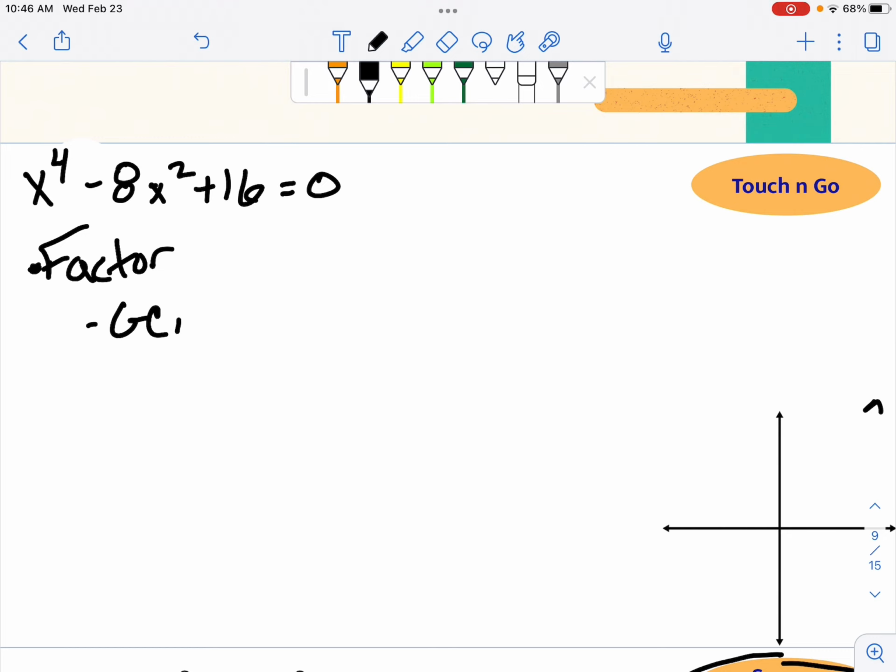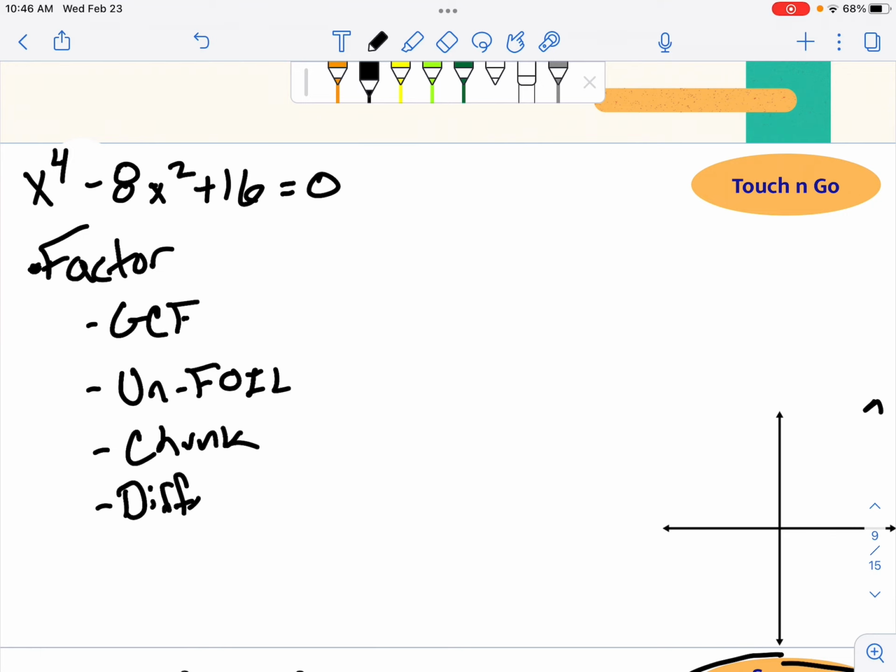We could use the GCF, right? That's always our first look. We could unfoil. We could chunk it up. And then we also have our difference and sum of two cubes, which doesn't come up too much, but we need to keep it in the back of our mind. So when we say factor, here are the 4 things that fall underneath that. Those are the 4 strategies that we have.